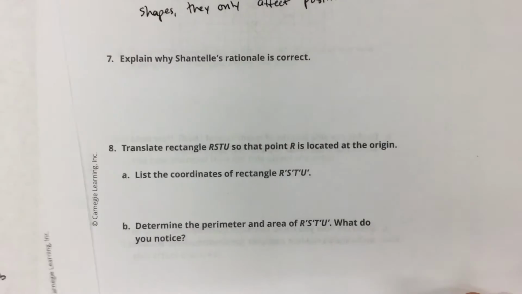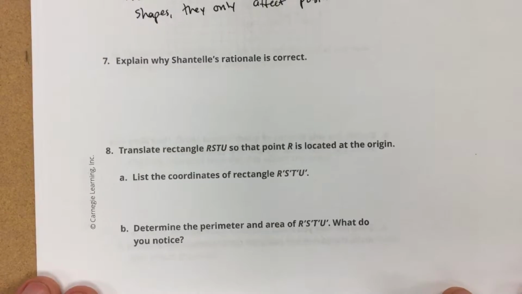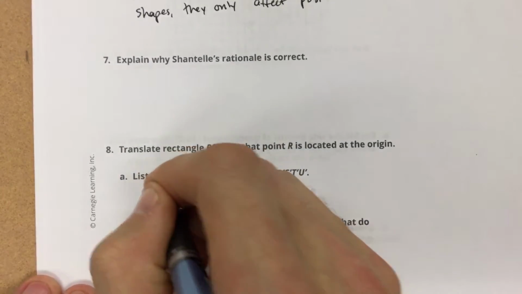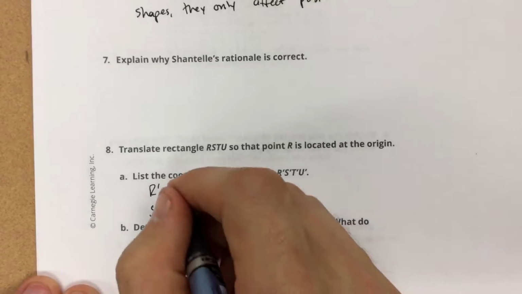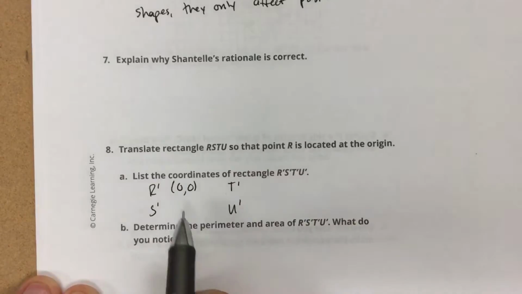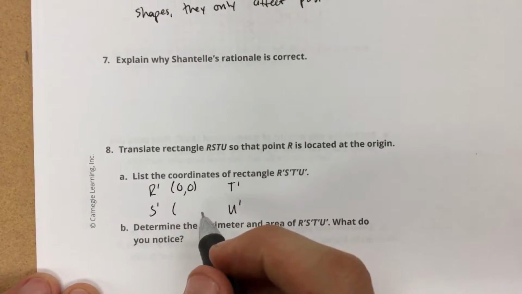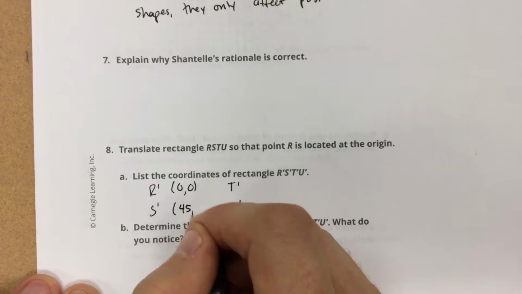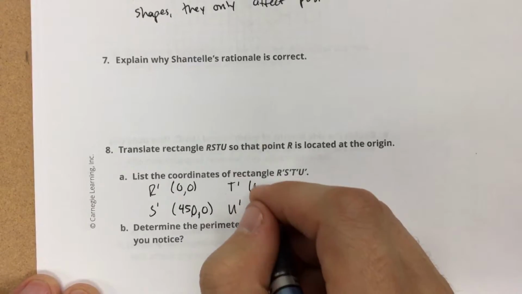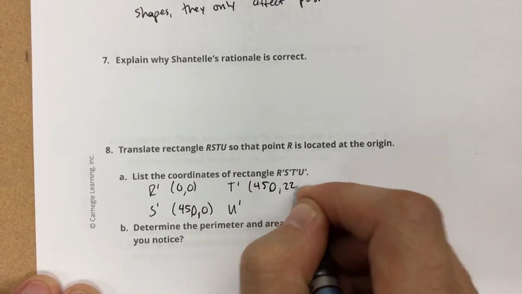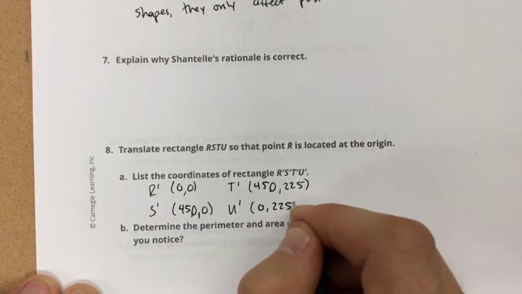All right, so that was what 8 asked us to do. It says translate this rectangle. And then part A says list the coordinates of rectangle R'S'T'U'. So I'm just going to go right here and list the coordinates of these. We said that we wanted our new R on the origin, so R' is on the origin, in fact. S' is at 450, 0. T' is at 450, 225, and then U' is at 0, 225.